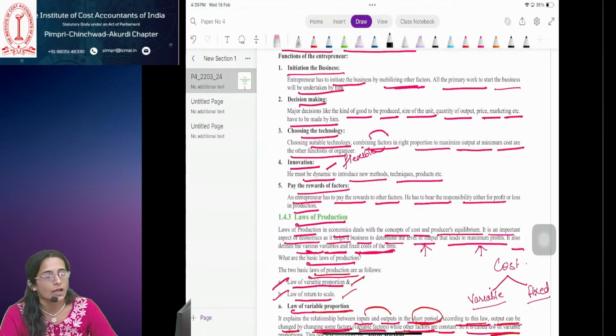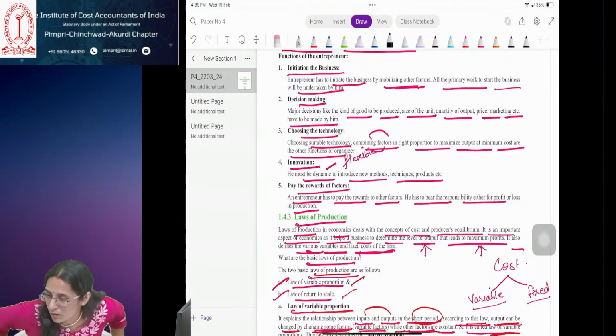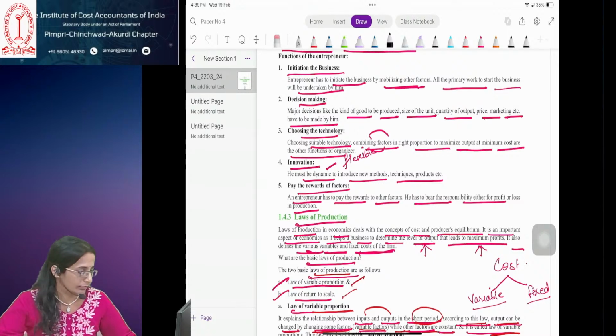Anyone ever read these laws? Yes or no? Huh? No. Okay. 2 minutes.